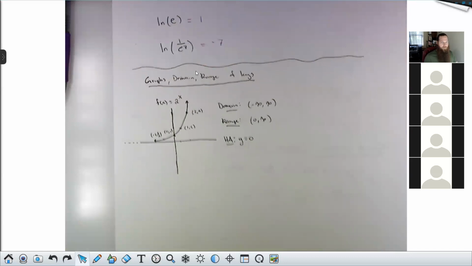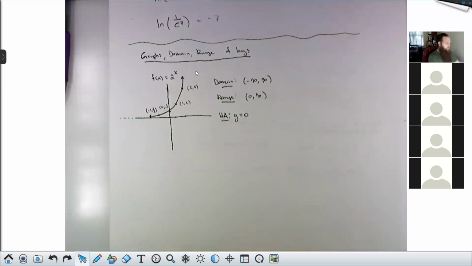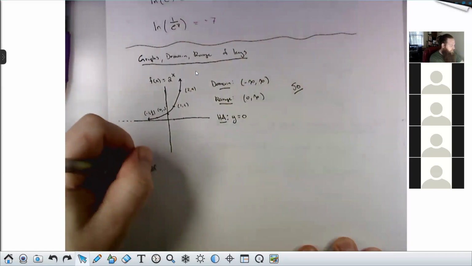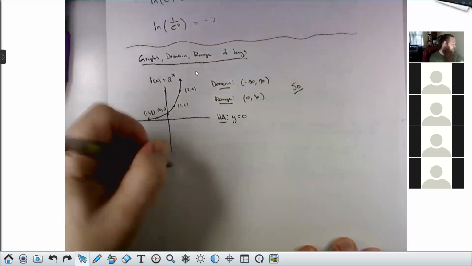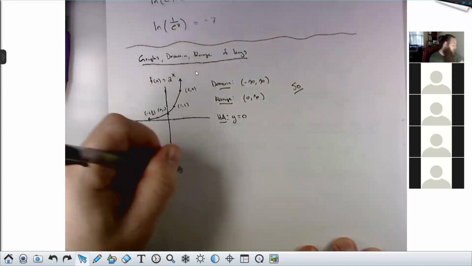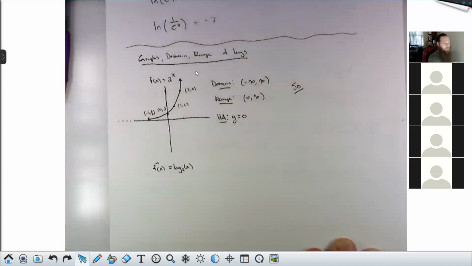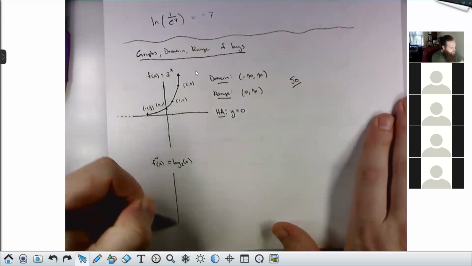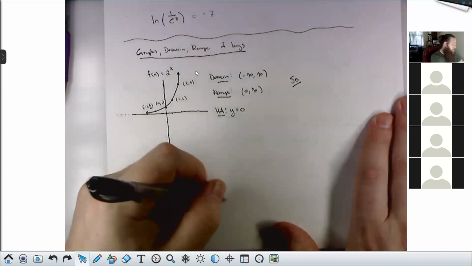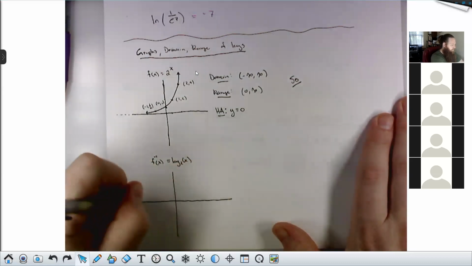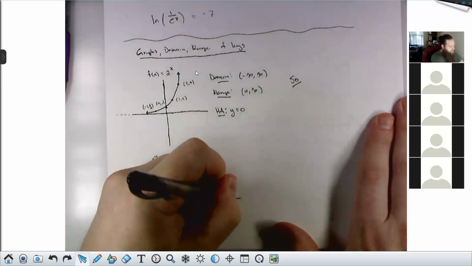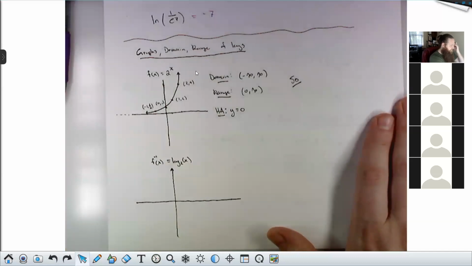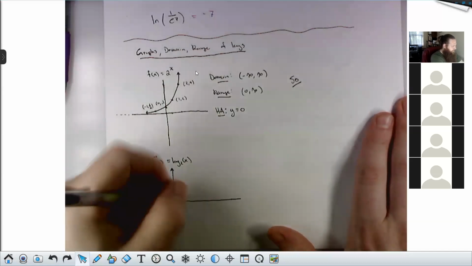So I know that its inverse is the base 2 log of x. So the graph I'm going to draw here is the graph of the base 2 logarithm. And then we'll record its domain and range, and we'll make some observations.